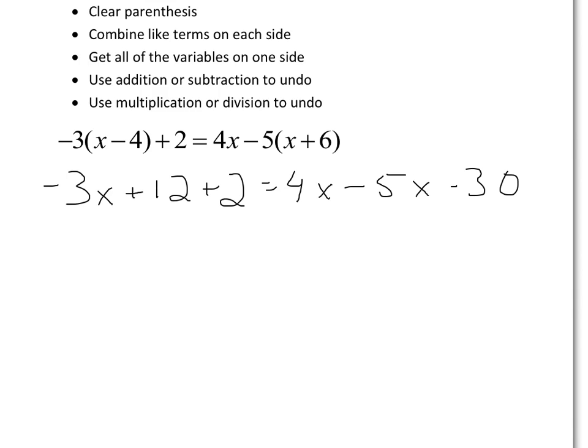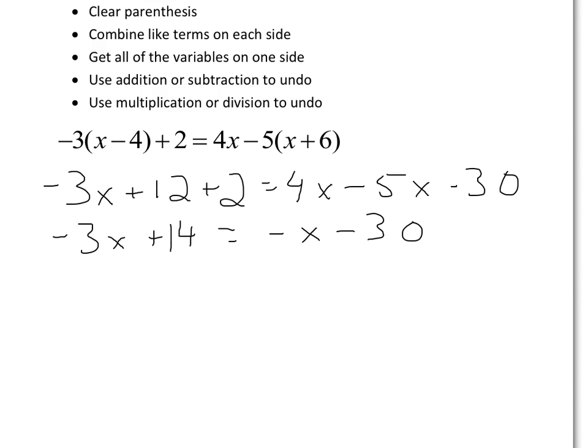So 12 and 2 are both numbers, so I'll combine those to get 14. And on this side, I'm going to combine 4x minus 5x. 4 minus 5 is negative 1, so that's negative 1x, or just negative x. And then I still have the minus 30.